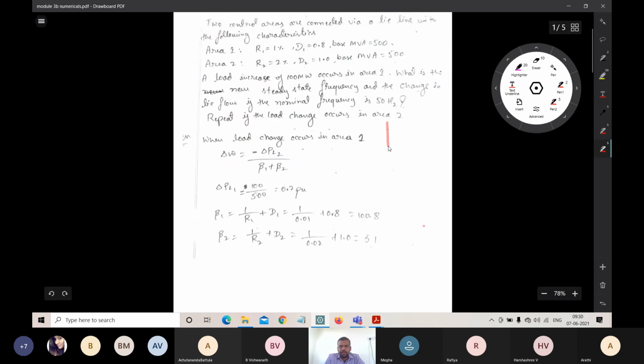Okay, here he has given 2 control areas. The two control areas are connected via a tie line with the following characteristics.